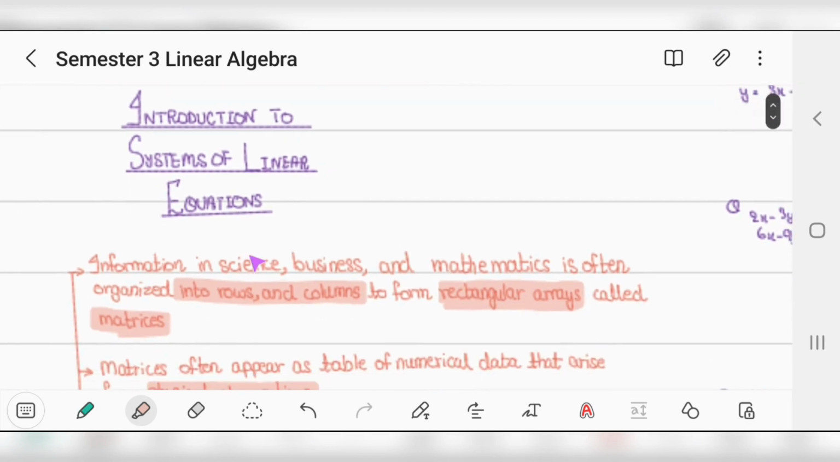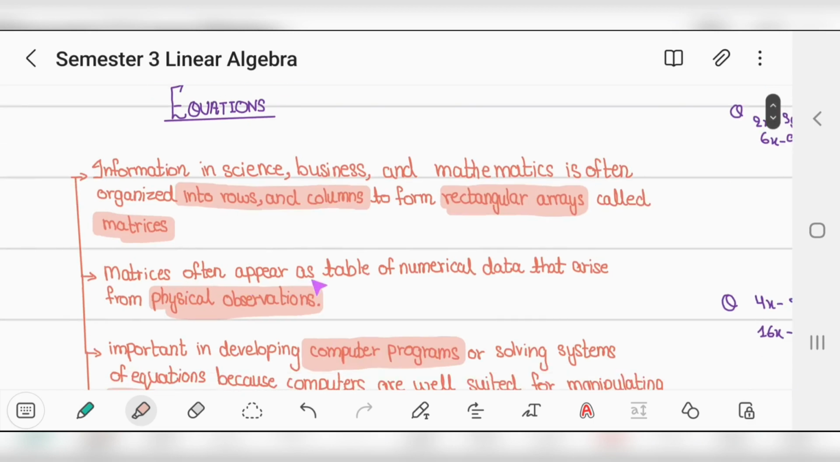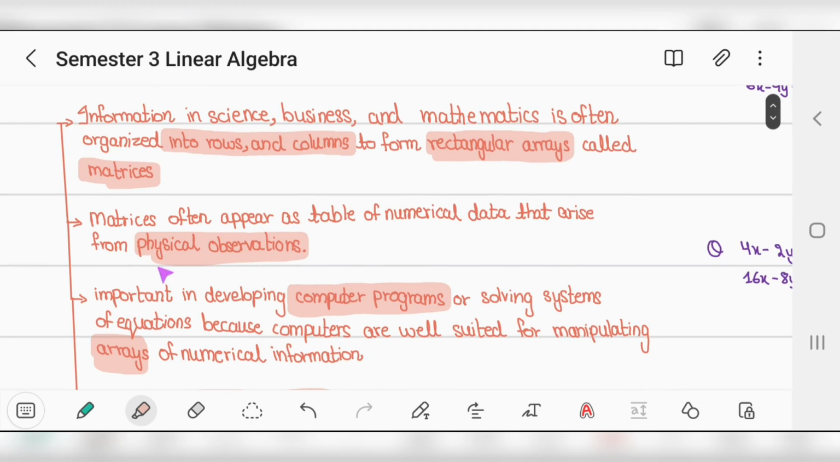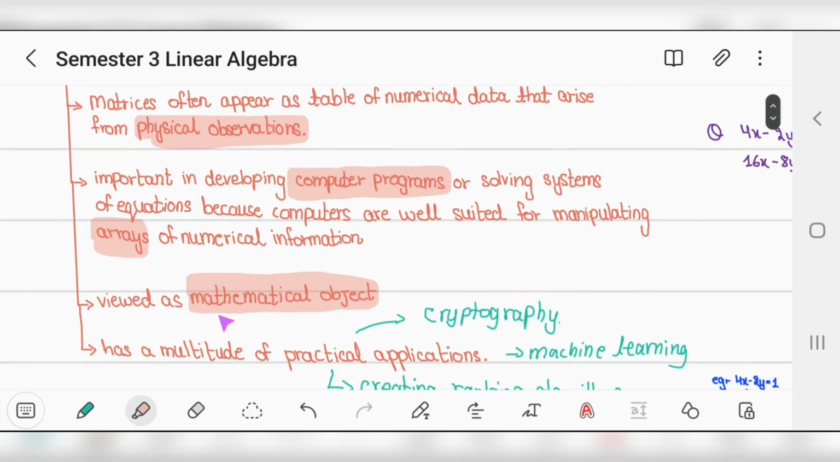In science, business, and mathematics, information is often organized into rows and columns to form rectangular arrays. Array is a concept of programming. These are called matrices. Matrices often appear as tables of numerical data that arise from physical observation. Obviously, we can make a matrix of any kind of numerical data. They are important in developing computer programs or solving systems of equations, because computers are well suited for manipulating arrays of numerical information. It is known as a mathematical object.